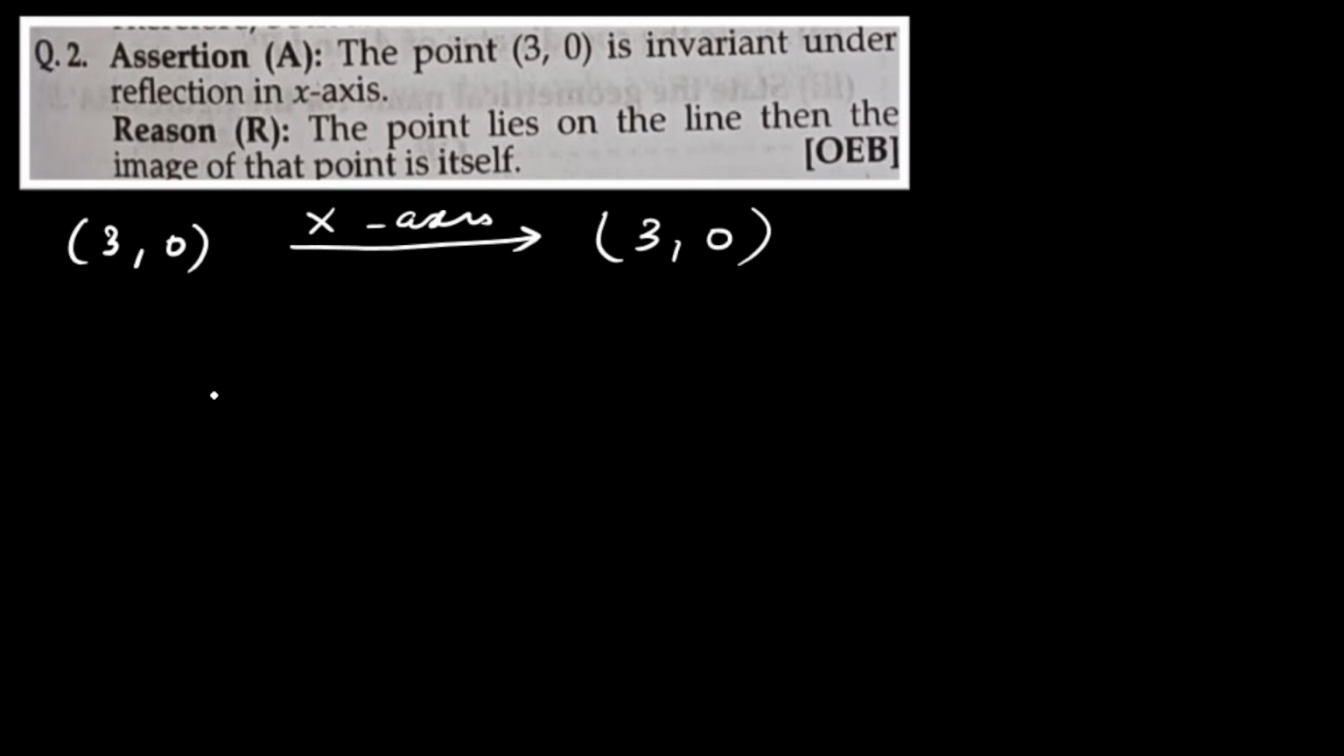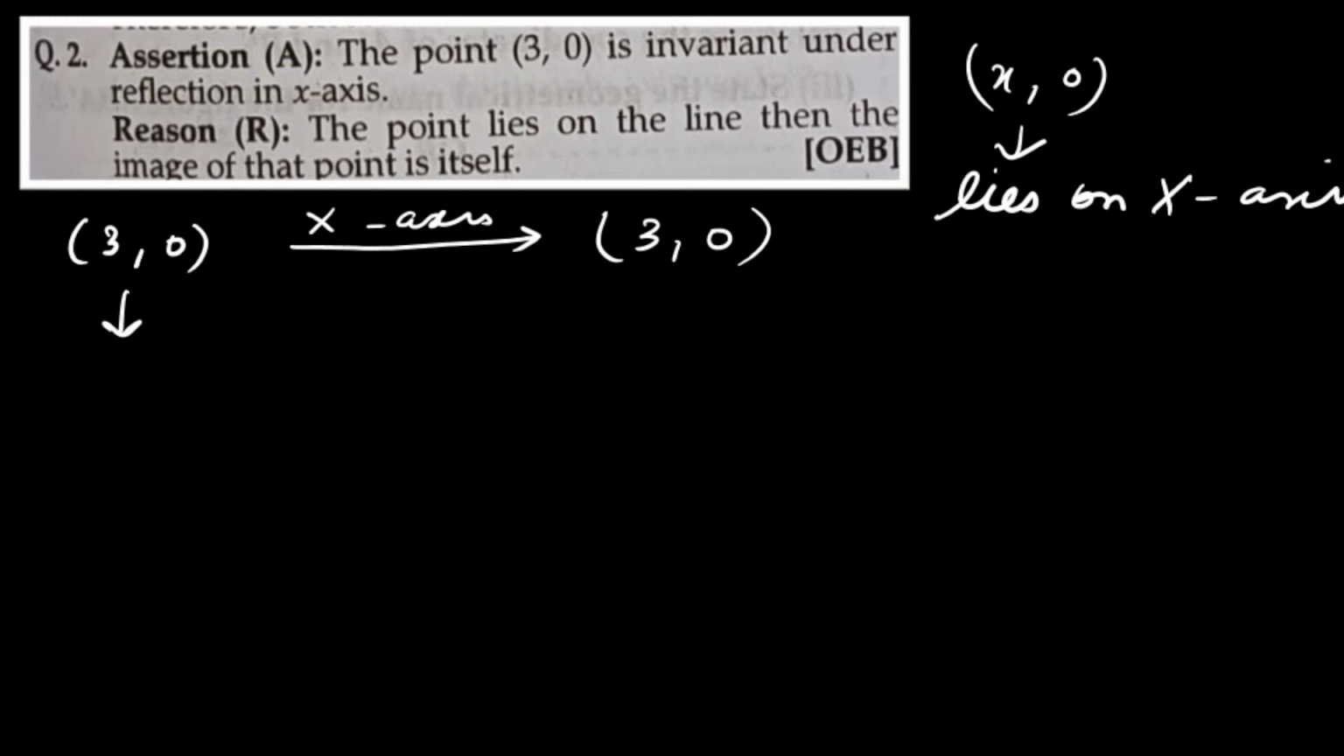So one point is there, 3, comma, 0. They are telling that this point is invariant under reflection in the x-axis. So when we are doing its reflection in the x-axis, this point is invariant, so it is the same only. Yes, this point is of the form x, comma, 0. x, comma, 0 lies on the x-axis, and the x-axis only is acting as a mirror. So in that case, as I have explained, this will always be an invariant point, or if you want to follow the other concept, you can do that also.